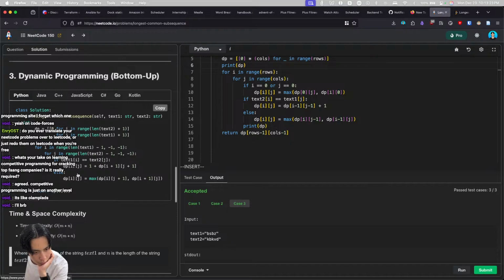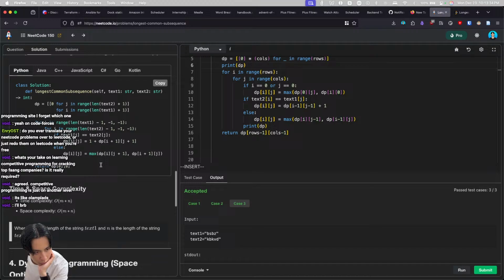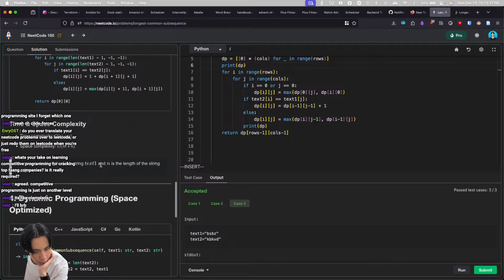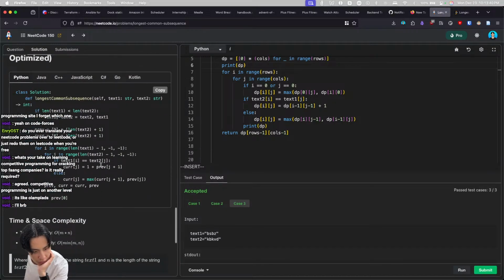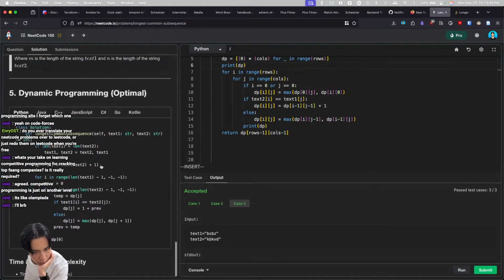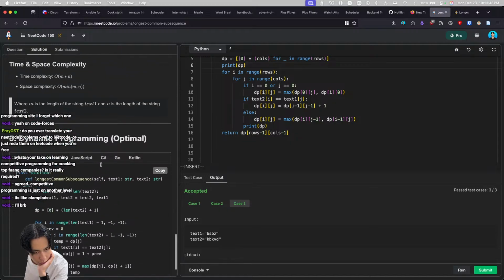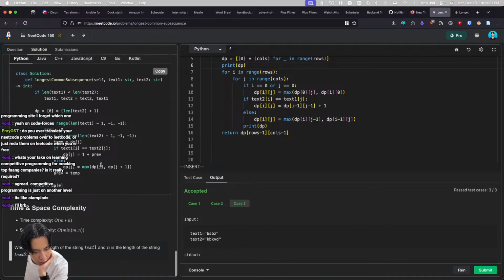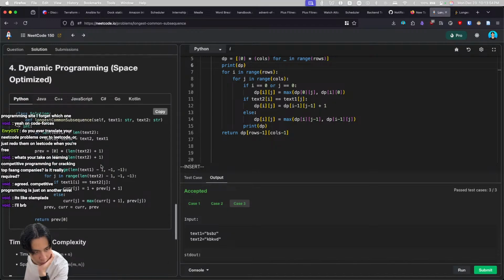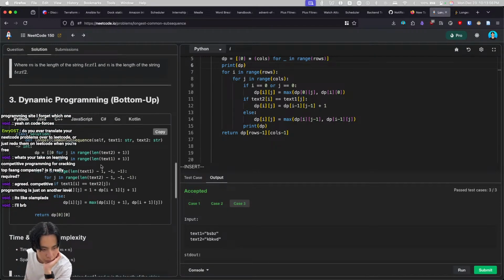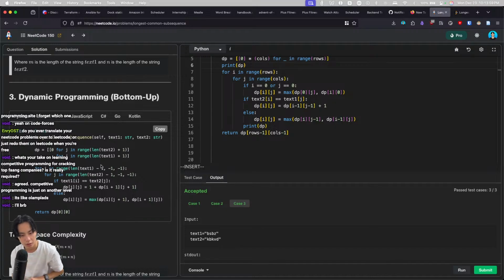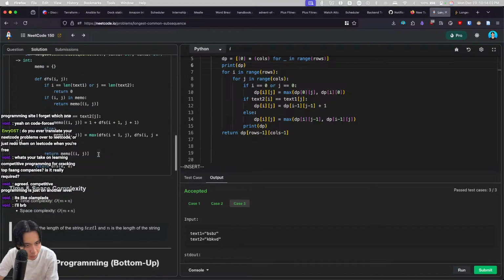Oh wow, this looks cleaner. So I was on the right track, but I still didn't get the right answer. Alright, not bad. Not bad.